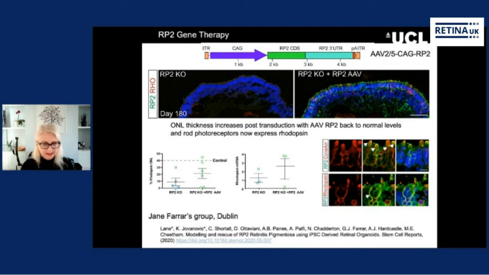And obviously we're doing this type of work for many, many other conditions in our lab in collaboration with Professor Mike Cheetham, who's our expert in retinal organoids. The gene therapy angle is from Jane Farrer's group. She made the virus containing the RP2 gene for us to test in these organoids, and it's a very, very good virus. It works beautifully. So that's Jane Farrer's group in Dublin, who contributed significantly to this translational research.